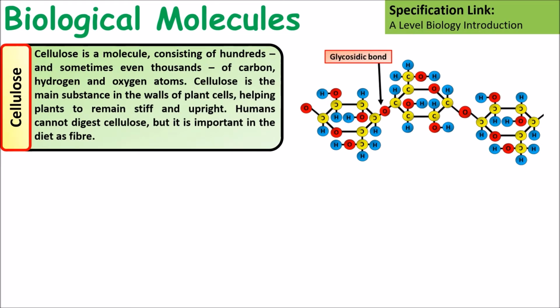Cellulose is a molecule consisting of hundreds and sometimes thousands of carbon and hydrogen atoms, and forms the cell walls of plants.